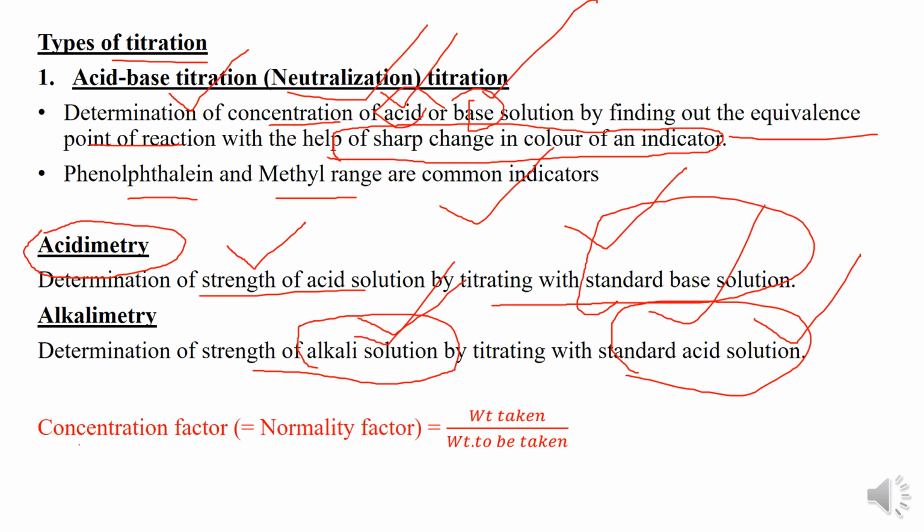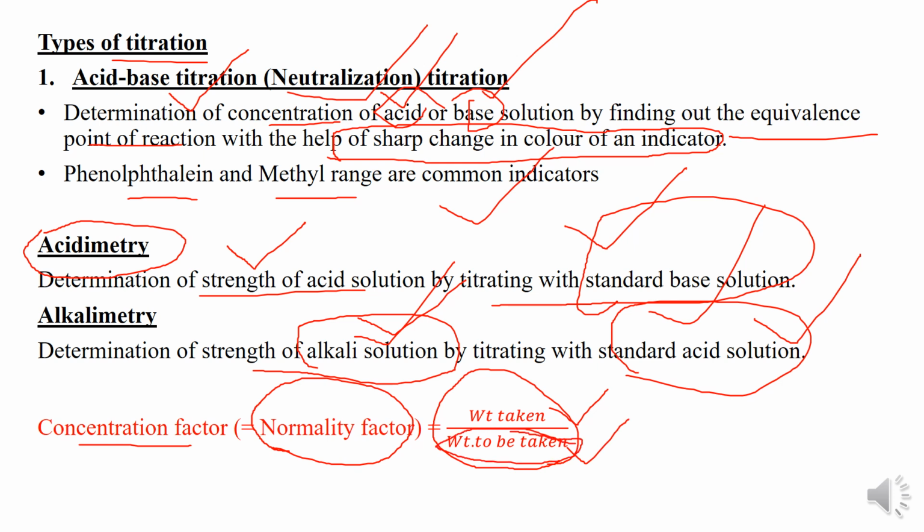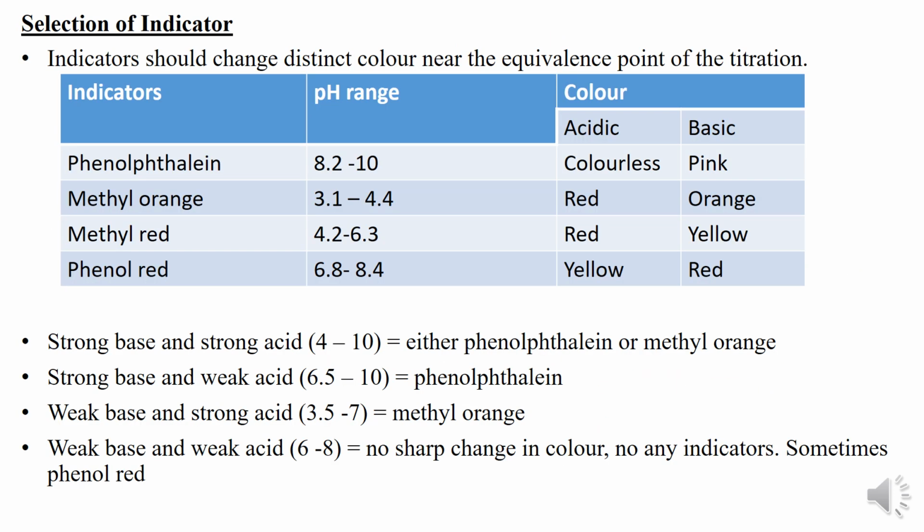Here is the concentration factor. It is also known as normality factor. It is the ratio of the weight taken divided by the weight to be taken. The weight to be taken is also known as the theoretical weight. So weight taken divided by weight to be taken is known as the concentration factor or normality factor. It is simply a ratio.